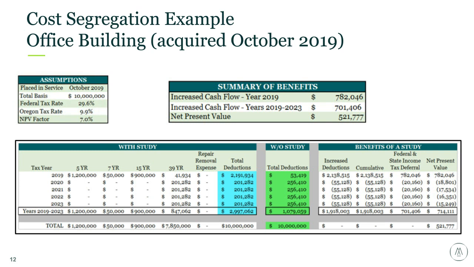The blue column reflects the total annual deductions with the study. The green column reflects the total annual deductions without the study. And the far right section of the chart reflects the increase in deductions and the overall benefits of the cost segregation study. So in this example, the total additional deductions in 2019 due to the study would yield around $2.1 million in that 2019 tax year. And the overall net present value of the study, assuming a 7% NPV factor, would be approximately $520,000, which is the box in the bottom right corner of this chart.